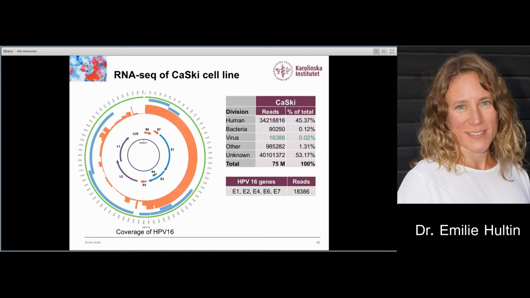So we see that we have a very high coverage on the early onset genes, the E6, 7, 1, 2, 4, and 5, whereas the late onset genes L1 and L2 show very low coverage. And that corresponds also to the genes that we detected by the sequencing. And the Kaski cell line contains integrated HPV-16 genome, and parts of the genome have then been lost. So it looks like the early onset genes are integrated in the human genome.